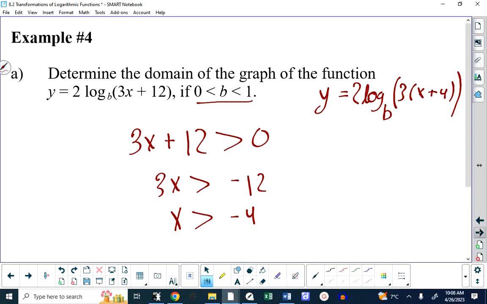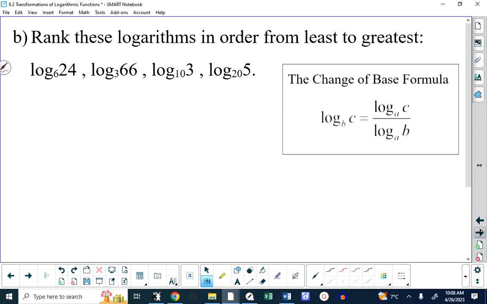Now, we want to rank these logarithms in order from smallest to greatest. And I'm going to teach this a different way this year.